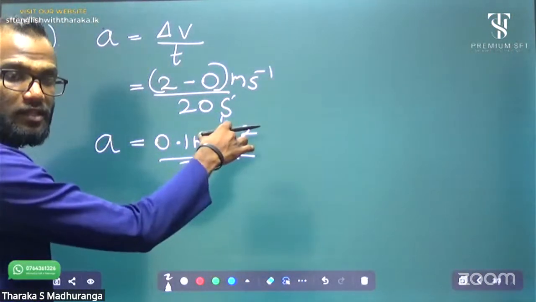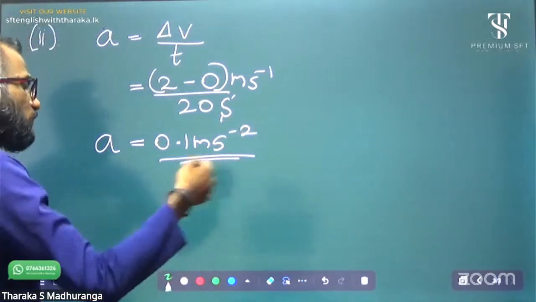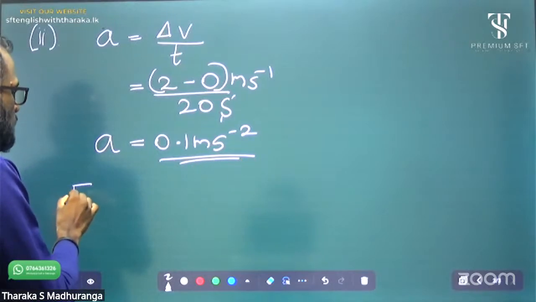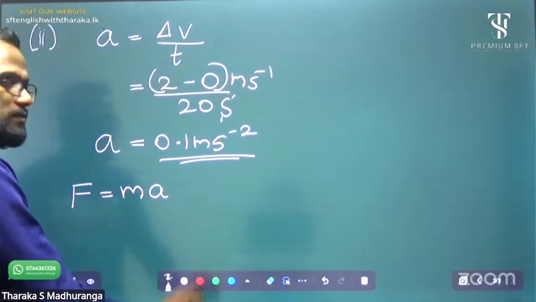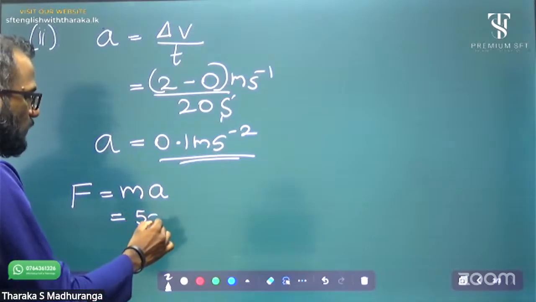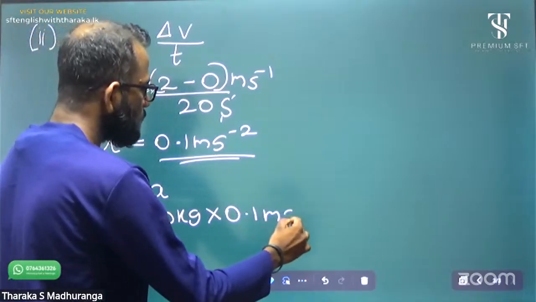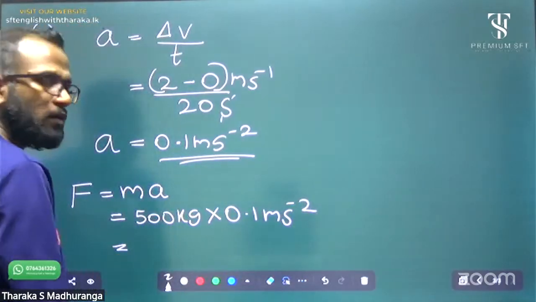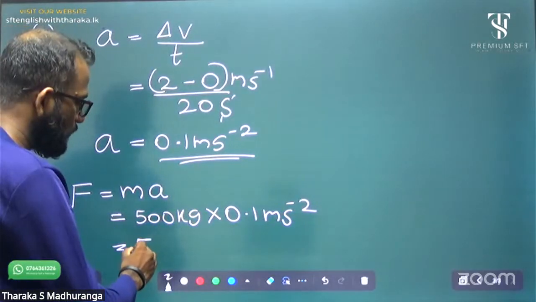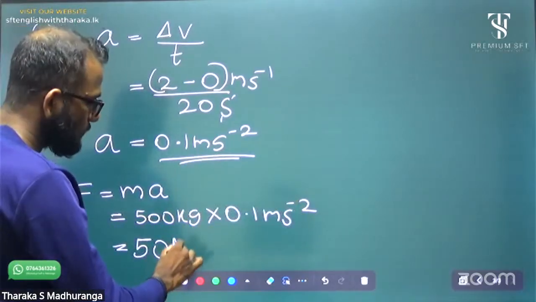It is the acceleration, but what is the question? The question is the unbalanced force, or uniform horizontal force. Then you can use Newton's second law, F equals ma. F is the unbalanced force, the mass is 500 kilograms, the acceleration is 0.1 meters per square second. 500 times 0.1 is 50 Newton. Kg ms^-2 means Newton, I think you can remember.